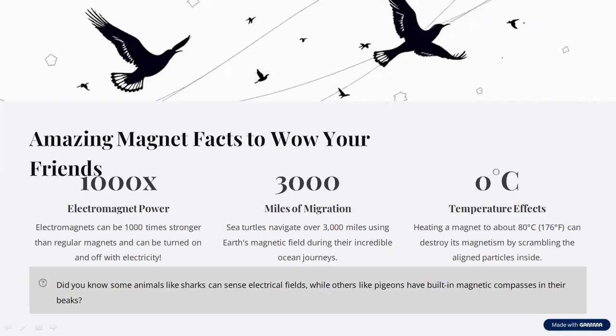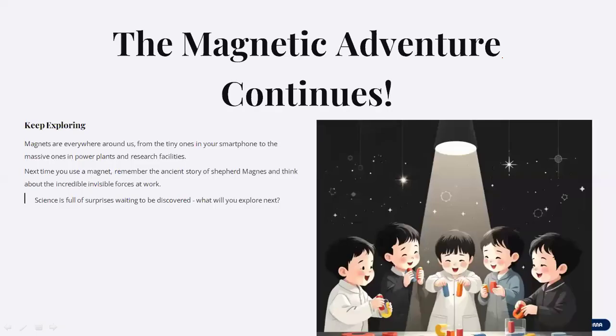Now, temperature effect. Heating a magnet to about 80 degrees centigrade can destroy its magnetism by scrambling the aligned particles, right? So temperature is also something which is very important. There is a fun fact at the bottom. Do you know some animals like sharks can sense electrical fields, while pigeons have a built-in magnetic compass in their beaks? So this is something which is observed in some animals and birds.